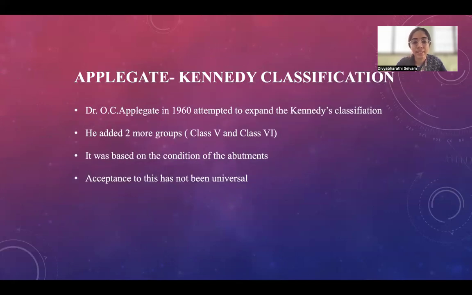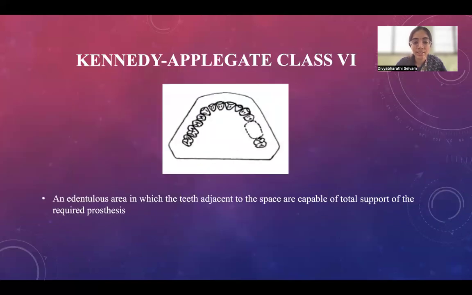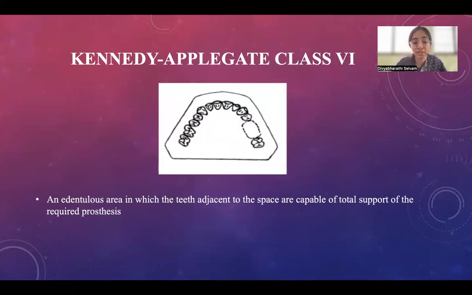Applegate in the year 1960 attempted to expand Kennedy's classification. He gave two more groups, class 5 and 6, where he assessed the condition of the abutments. Kennedy's modification by Applegate, class 5: this is an edentulous area bounded anteriorly and posteriorly by natural teeth, but in which the anterior abutment is not suitable for support. In this picture, the anterior abutment is a lateral incisor which is not suitable for support. Class 6 is an edentulous space in which the teeth adjacent to the space are capable of total support for the required prosthesis.